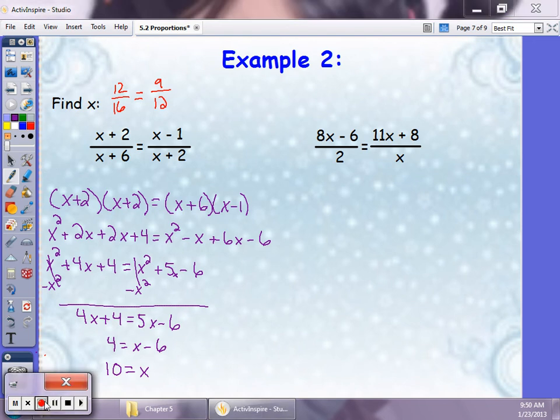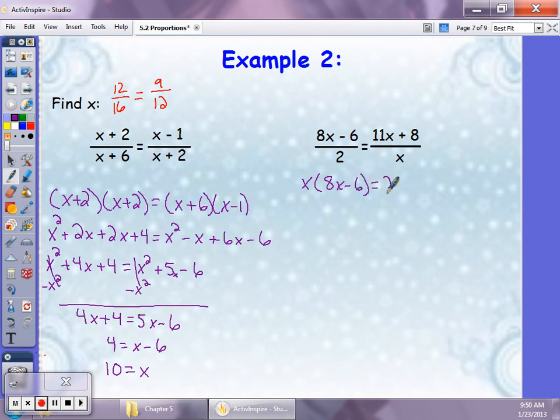So the second example, for example number 2, is going to take us a little bit longer and it's going to require us to factor, but we're still going to set up the same way. So we're going to take x times 8x minus 6 and set that equal to 2 times 11x plus 8.